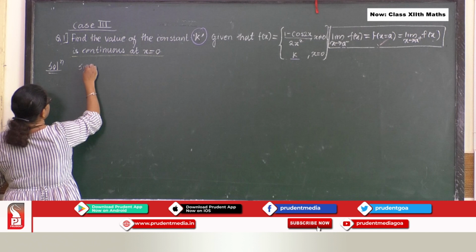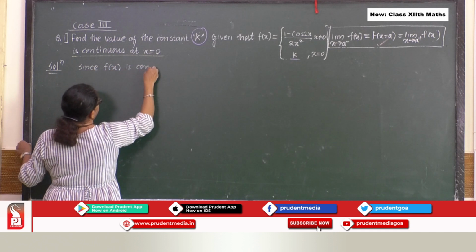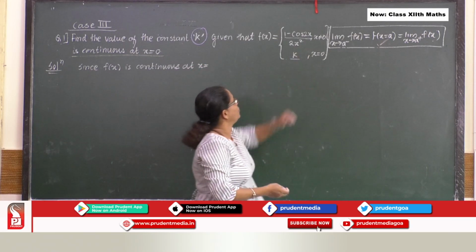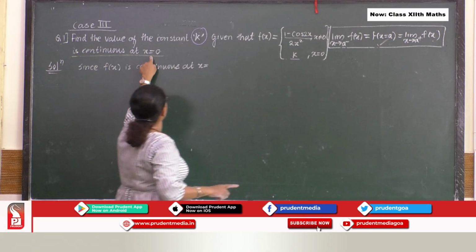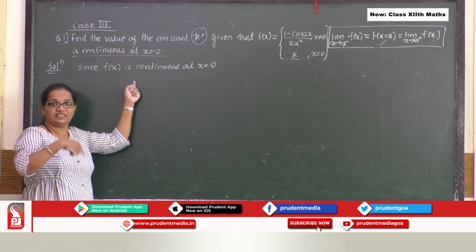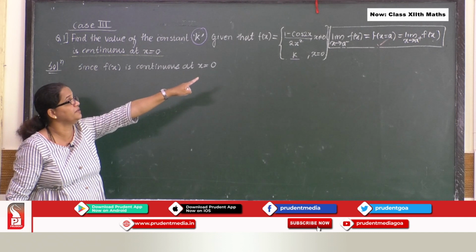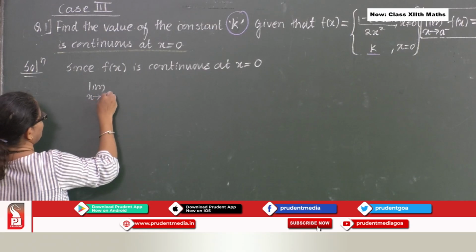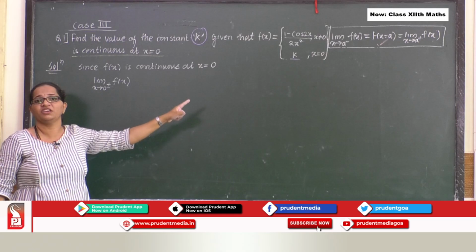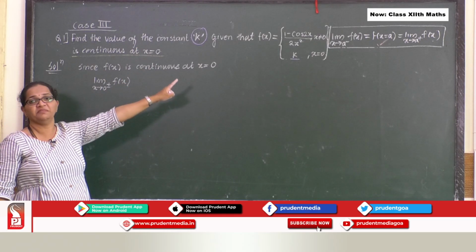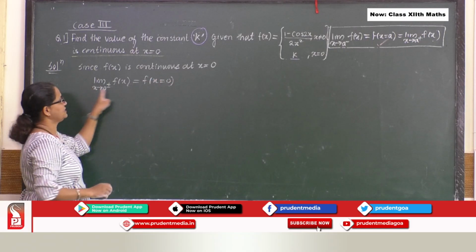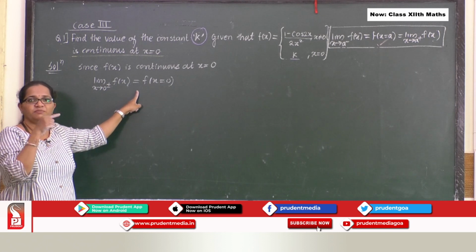So I will say since f of x is continuous at x equal to what? 0. Look at the critical points. Which are the critical points over here? 0. And they are saying it is continuous at x equal to 0. So here I am saying the given function is continuous at x equal to 0. So obviously when it is continuous, what it satisfies? It satisfies that equality. So over here I say limit x tends to 0 plus minus f of x. Now why am I saying plus minus 0 f of x? Because we are talking about the first case where my left hand limit is equal to my right hand limit. So over here it is equal to f of 0. Perfect. So this is the theory which I am using in this particular problem.